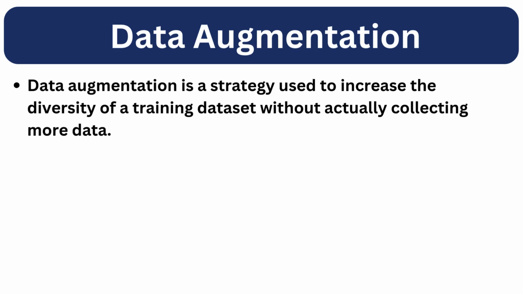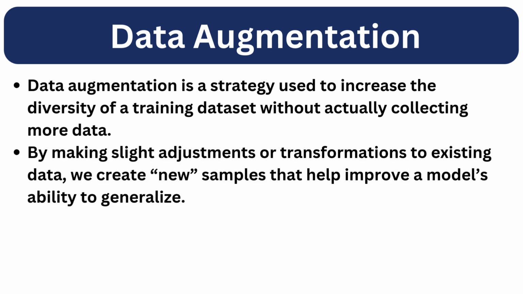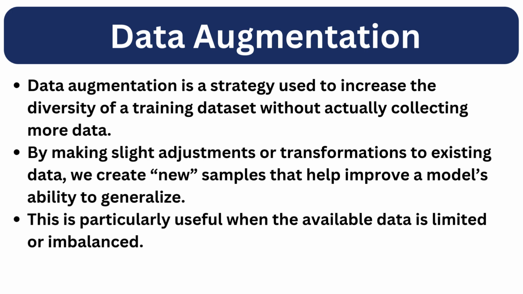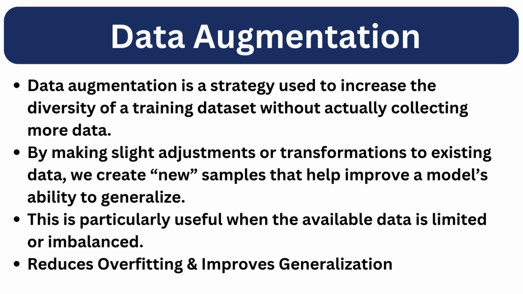Data augmentation is a strategy used to increase the diversity of a training dataset without actually collecting more data. By making slight adjustments or transformations to existing data, we create new samples that help improve the model's ability to generalize. This is particularly useful when the available data is limited or imbalanced. It reduces overfitting by exposing the model to variations in data. It learns to handle unseen patterns better. It also improves the model's ability to generalize to unseen data.